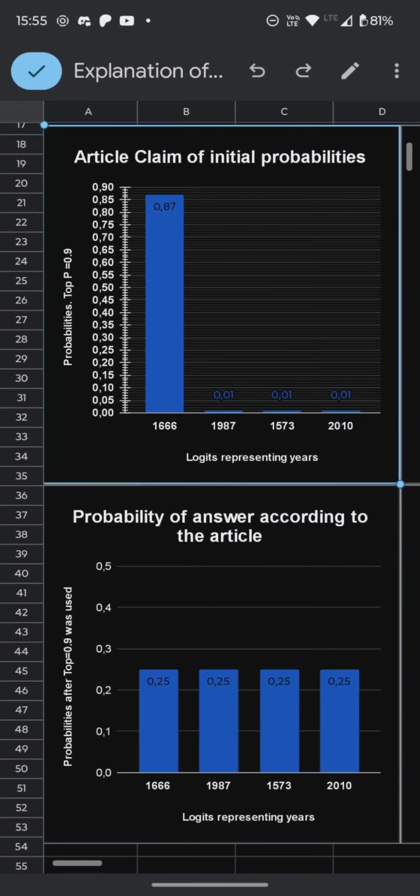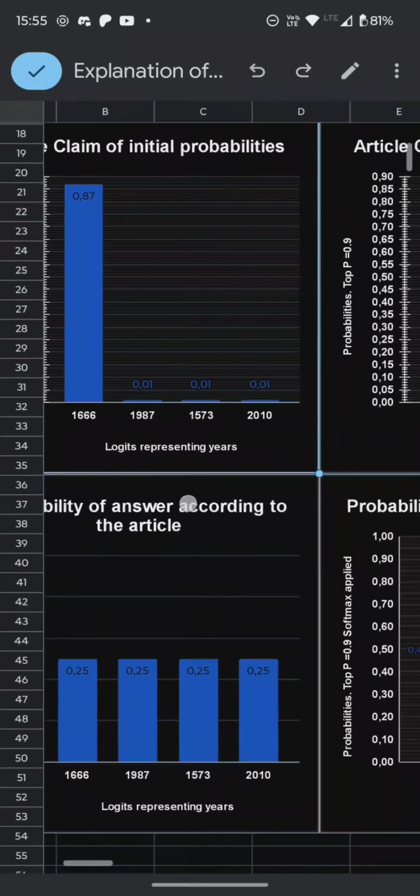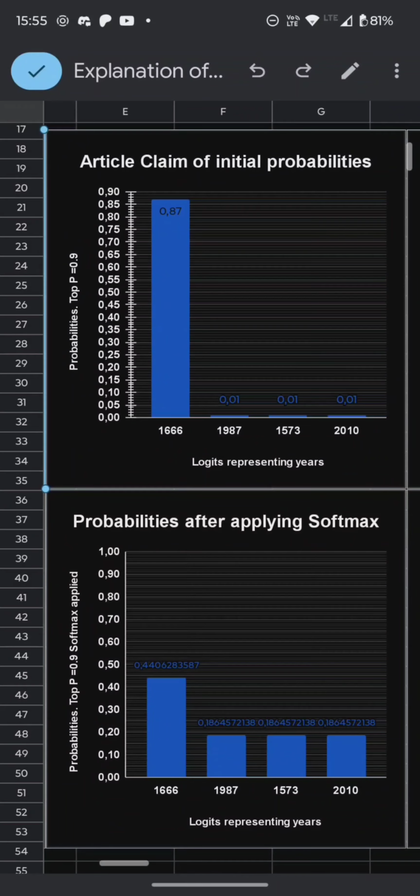Okay, so way back when I didn't know a lot about LLMs, I assumed that every time such an operation was performed, it was renormalized using softmax. So I decided, and I have to thank this article for clarifying to me that I was on the wrong path, I decided to throw this function into a softmax function. So we still have a claim of initial probabilities, and after applying softmax, well, you can see that still 1666 is the most probable answer, but 44% chance, that didn't feel right.